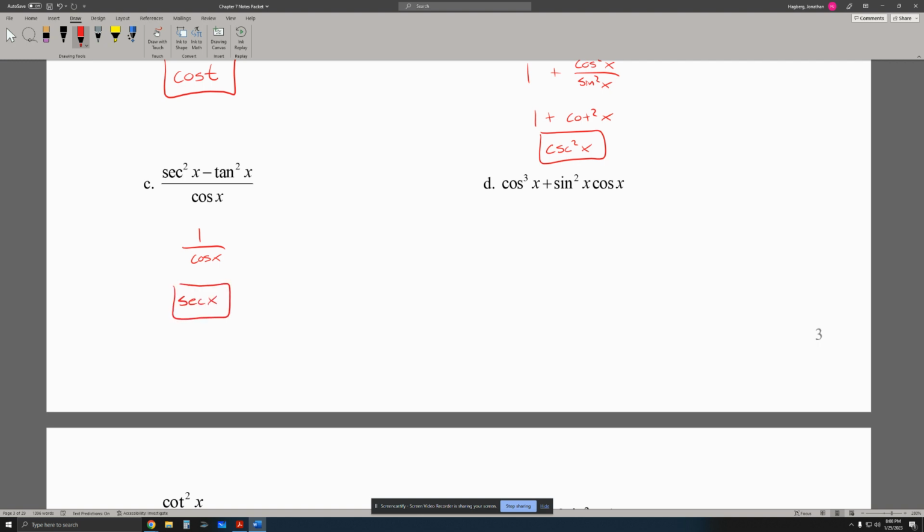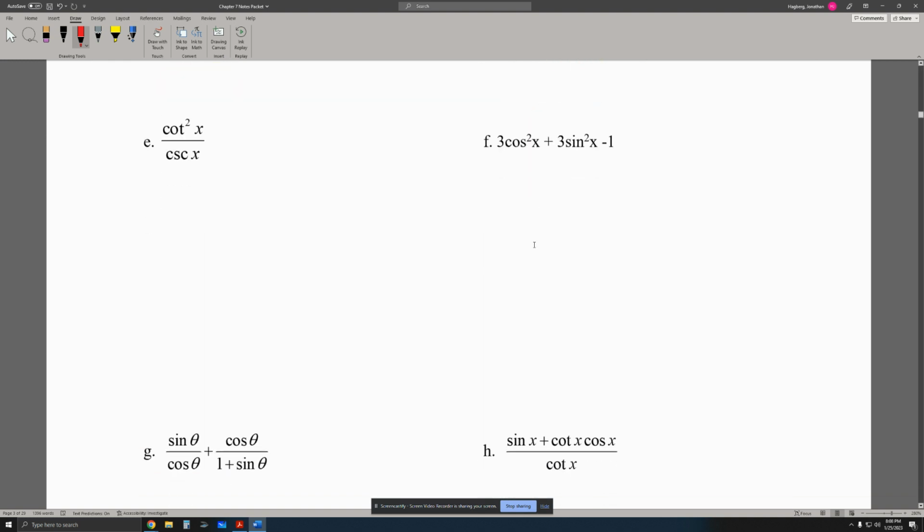Part D, we have cosine cubed of x, sine squared plus sine squared of x, cosine of x. I'm going to go ahead and factor out a cosine of x, and we're left with cosine squared plus the sine squared. And right there, I see another Pythagorean identity. This is equal to 1. So we have cosine x times 1, or just the cosine x. All right. Go ahead and flip the page.